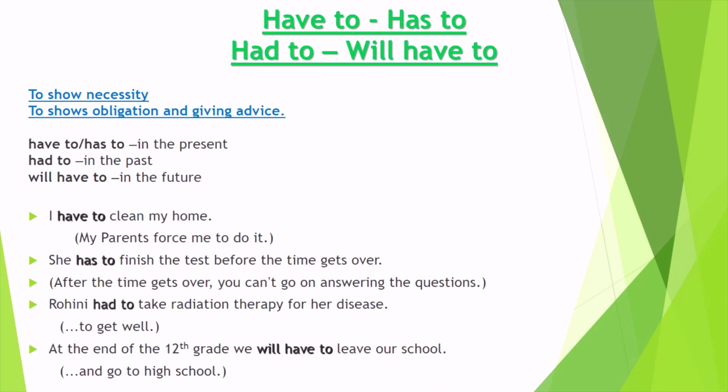She has to finish the test before the time gets over. Why does she have to finish? Because there is a boundary, there is a force, there is a limitation of time. So in this manner we use have to, has to, had to, will have to. You only have to remember that have to and has to are for present, had to is for past, and will have to is for future.